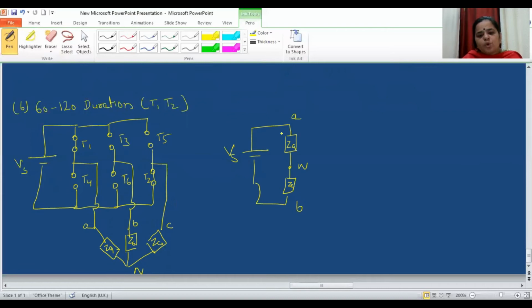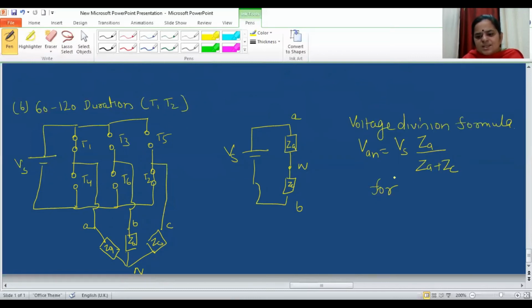Now if I am going to calculate the voltage across ZA, that is VAN, by the voltage division formula, that is Vs into ZA upon ZA plus ZC. Now for a balanced load, ZA is equal to ZB is equal to ZC, and that is equal to Z.